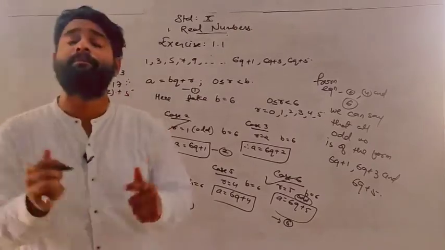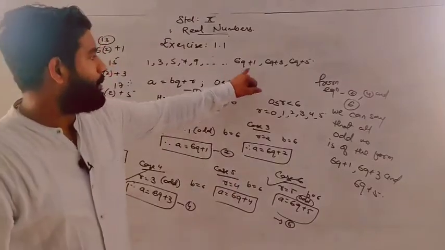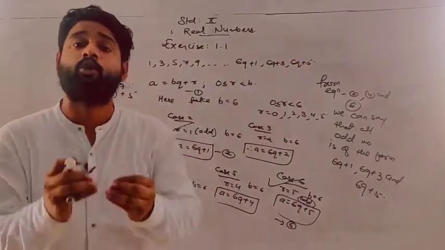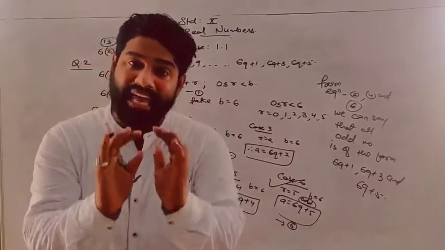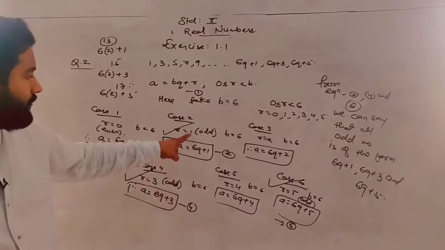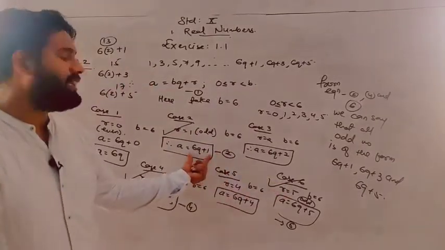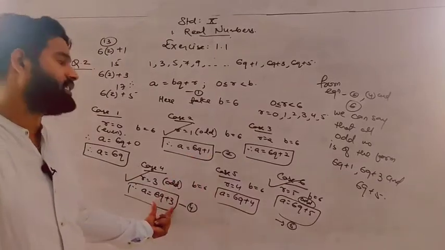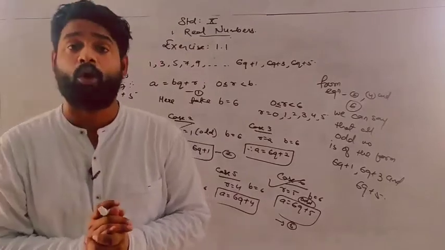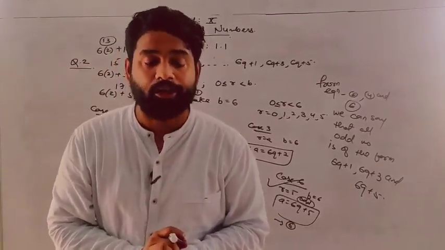So every positive odd number can be represented in the form of 6q plus 1, 6q plus 3, 6q plus 5, where q can be any integer. So here also, by using Euclid division, I proved that whenever I take an odd number, I get the number as 6q plus 1, 6q plus 3 or 6q plus 5. So your question number 2 ends. I hope you have understood. Let us move towards question number 3.